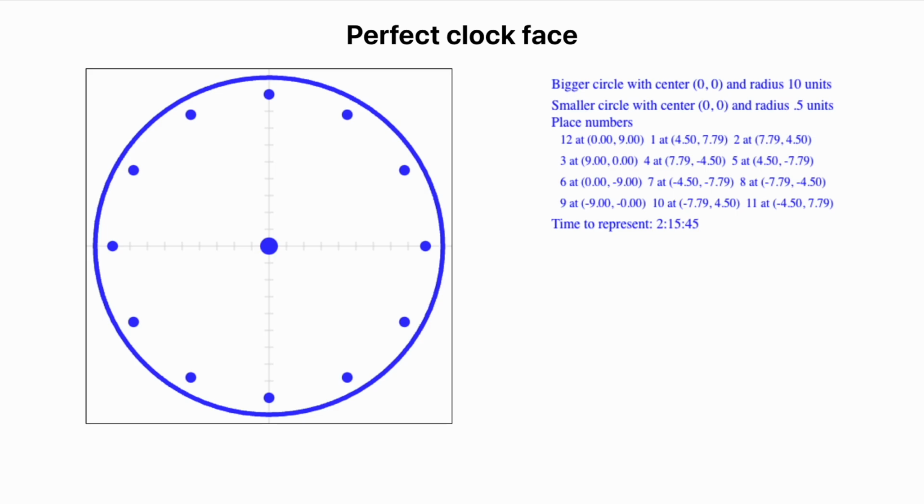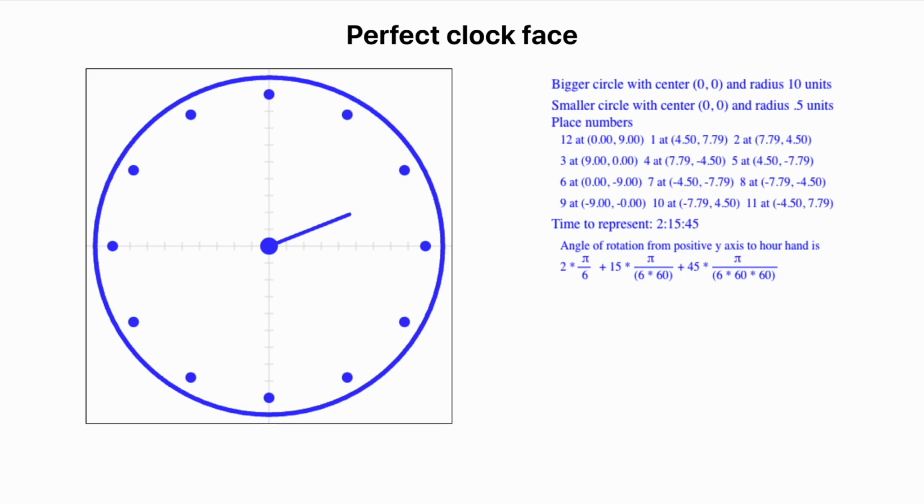Since the time is not exactly 2, we have to rotate the hour hand according to the number of minutes and seconds passed. The angle of rotation can be calculated as 2 into pi by 6 plus 15 into pi by 6 into 60 plus 45 into pi by 6 into 60 into 60. Here pi by 6 is 30 degrees. There are 360 degrees and 12 hours. So 1 hour corresponds to 30 degrees.